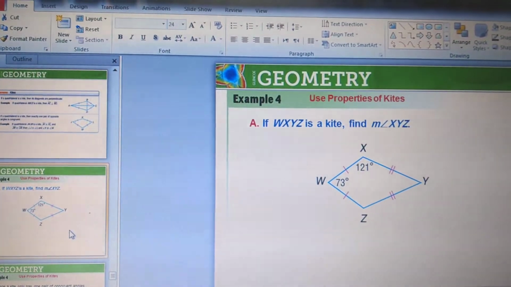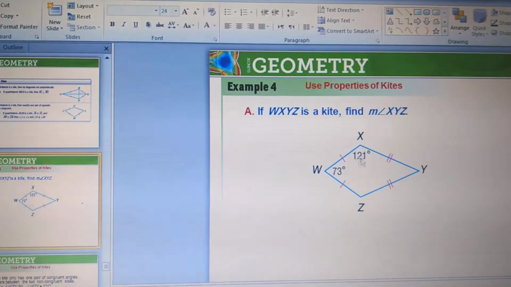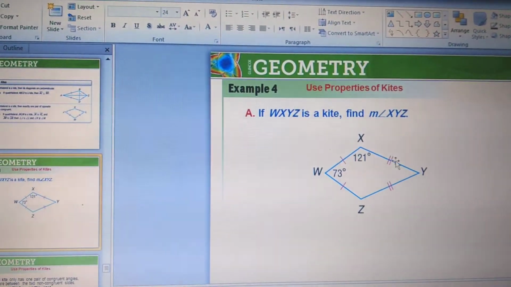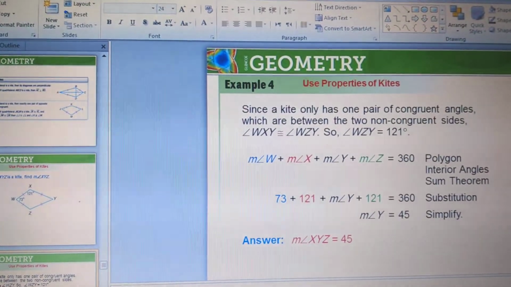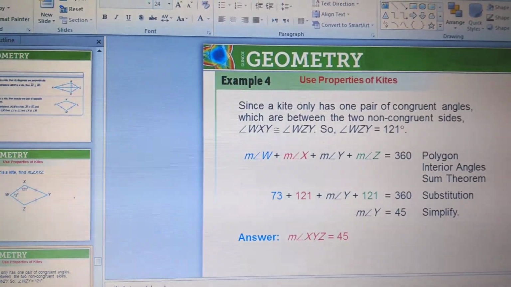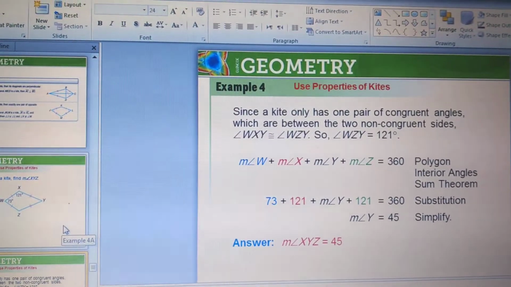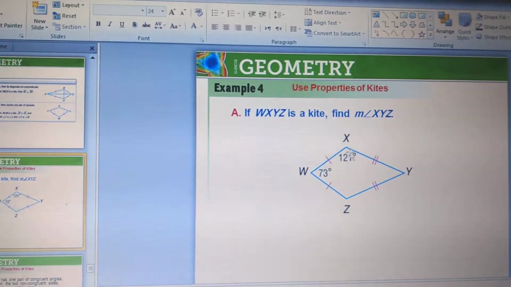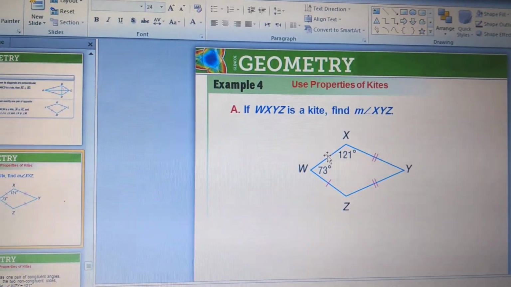If WXYZ is a kite, find the measurement of angle XYZ. Of course, how do I find it? Since a kite only has one pair of congruent angles, which are between the two non-congruent sides, they are between what? The two non-congruent sides. I mean here. Not this and this, this and this. Because this side and this side are not congruent.